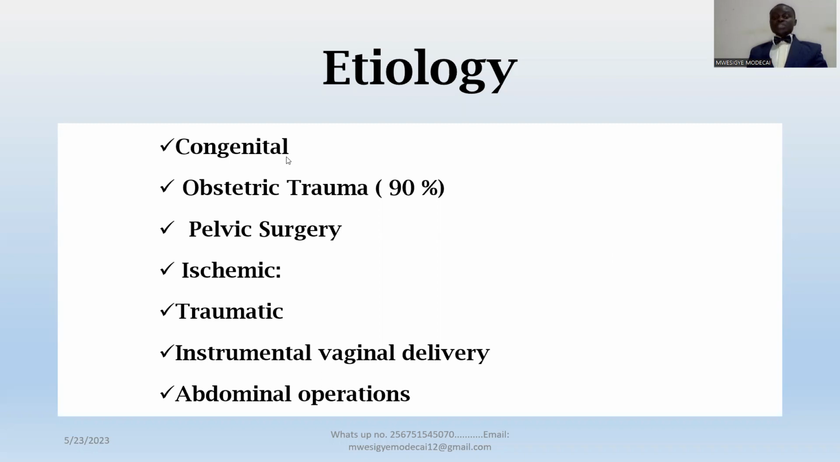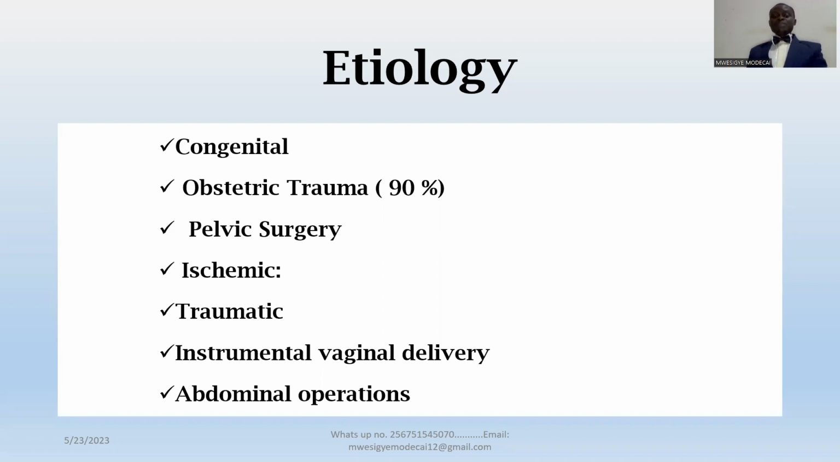One is congenital. Someone can be born with an abnormal communication between these two organs. Then we talk about obstetrical trauma. This is during operations, during obstetrical procedures. Someone can be traumatized and hence a fistula is formed. Then we talk of pelvic surgery. Any surgery, maybe it's open prostatectomy or any other surgery. Someone can end up getting any other surgery in the pelvis.